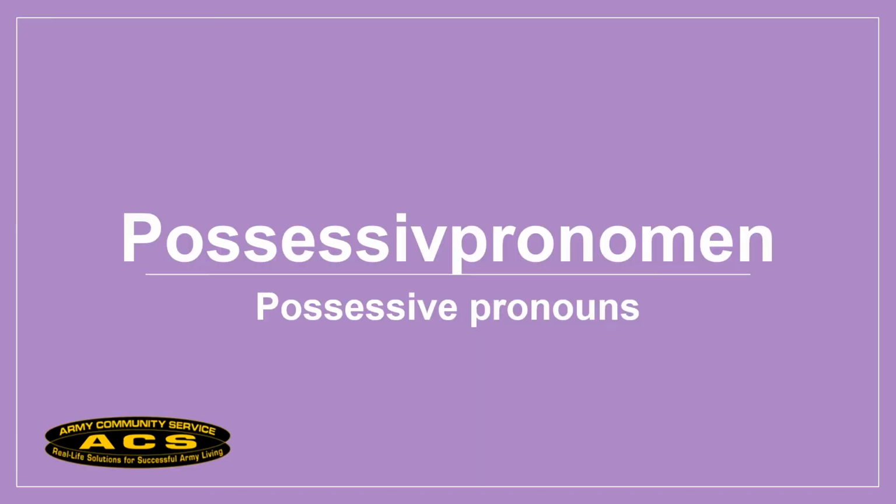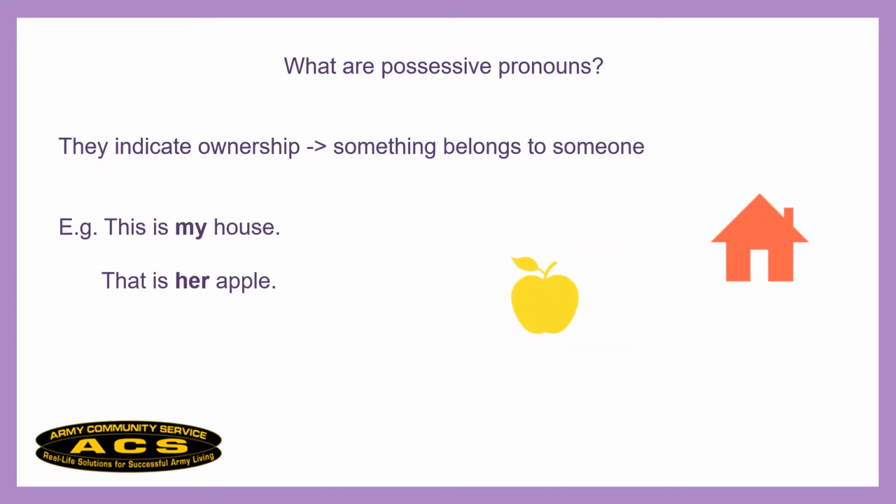Let me introduce you to possessive pronouns in German. Possessive pronouns in German are called Possessivpronomen. So what are possessive pronouns? Possessive pronouns indicate ownership. They tell you or show you that something belongs to someone. For example, in "This is my house." That is her apple. My and her are possessive pronouns.